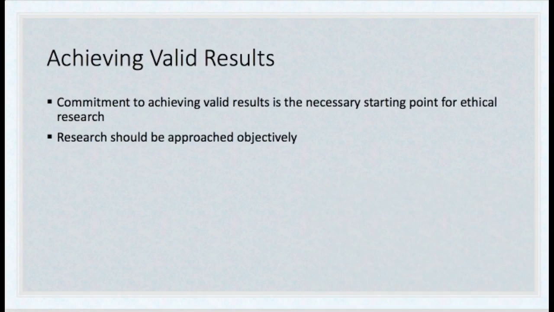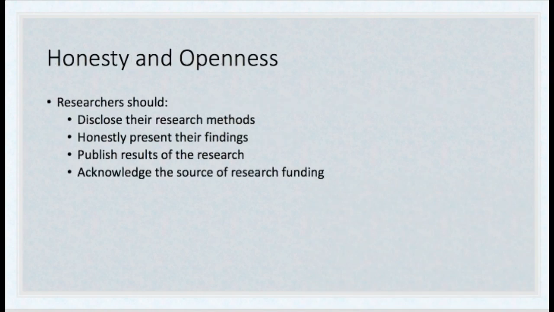Achieving valid results, we have to be committed to making sure that the validity of our study is our critical starting point. And we need to be objective and make sure we don't have any biases that might taint the research or the selection of people. It's hard to do truly unbiased science, but we try to be as careful as we possibly can.